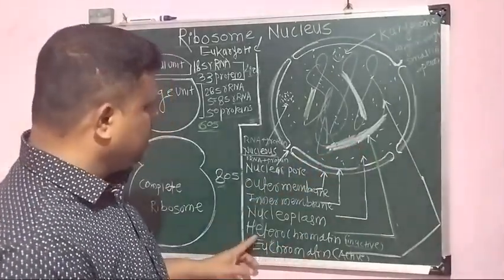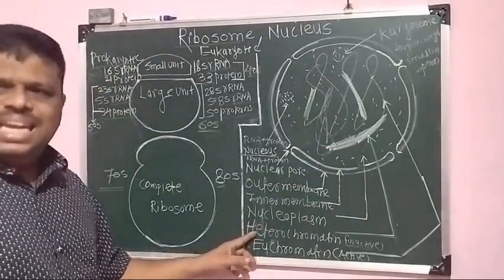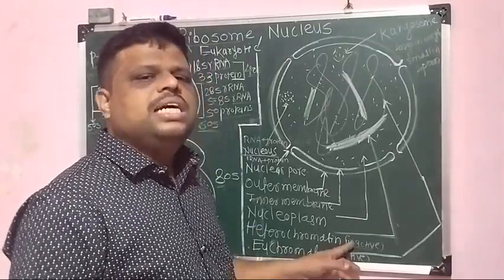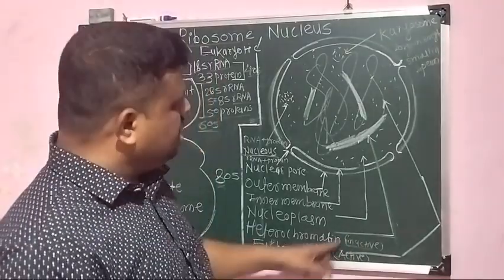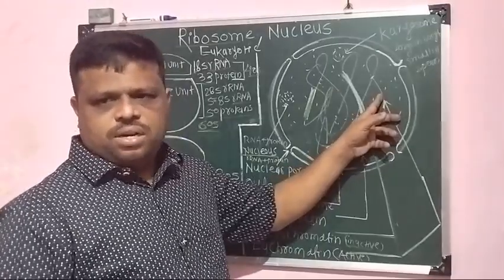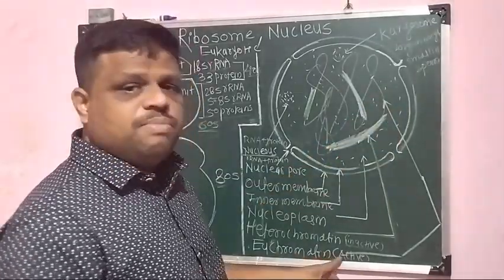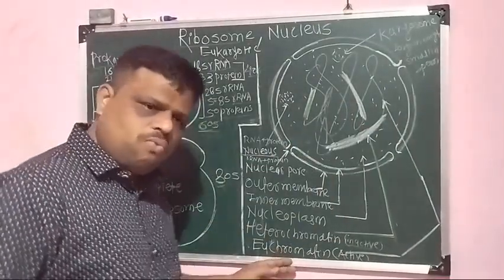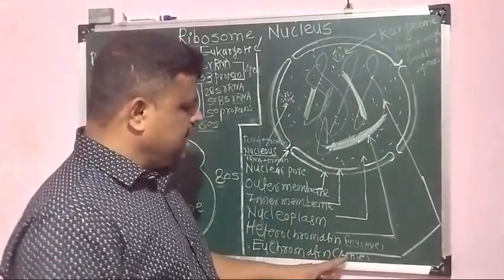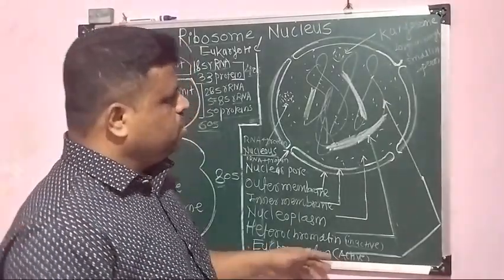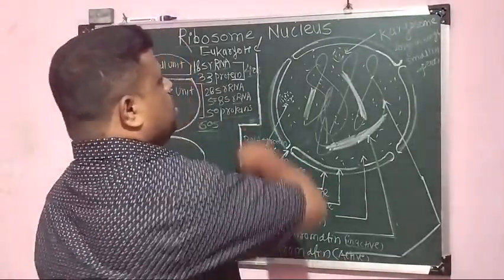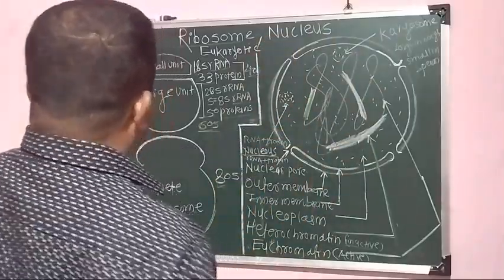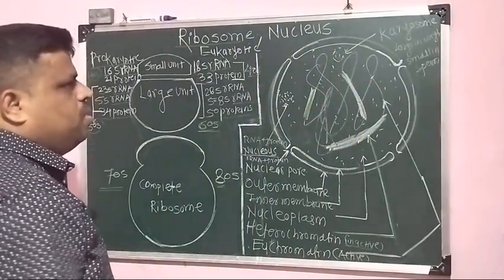So the thick part is called heterochromatin, which is less active, because this is basically made up of more proteins and less DNA, while euchromatin is the thin part of this chromatin network, which is the mainly active part, basically made up of a large amount of DNA and a small amount of proteins. So this is simply regarding the structure of a nucleus and the structure of ribosome.